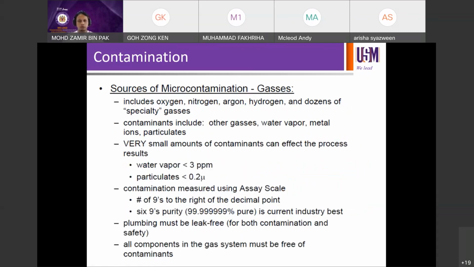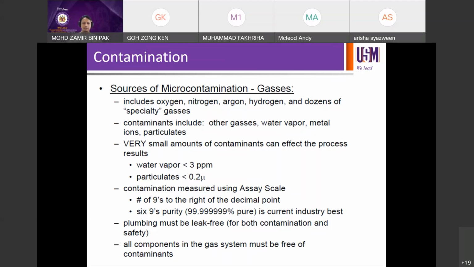Gases are also controlled. We use all the possible gases that you can imagine in the fab, from the inert ones to the most dangerous ones. Oxygen, nitrogen, argon, hydrogen, specialty gases. Specialty means the specific ones for certain processes. Silane, SiH4, which is flammable. Flammable gases. They have a range of different gases.